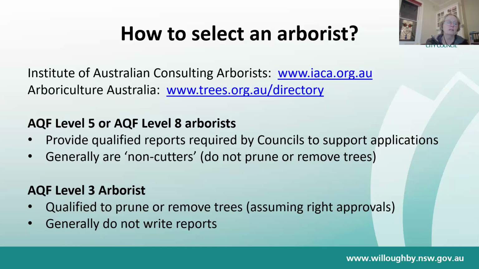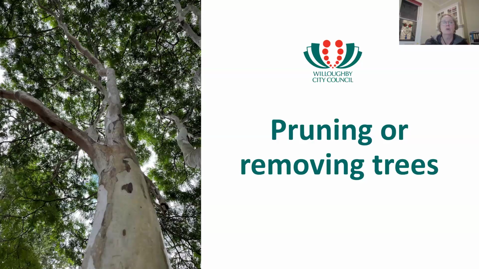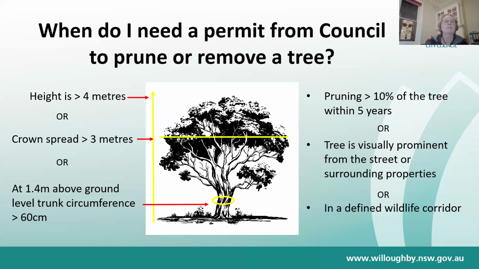Some of them are great, some of them are not so great, because once you start pruning and you prune incorrectly, you can't put it back. Pruning or removing trees. Here we go. So under the Willoughby Council's prescribed tree, this is what a tree needs to do. It has to be greater than 4 meters in height.